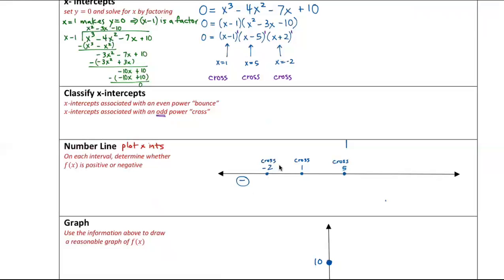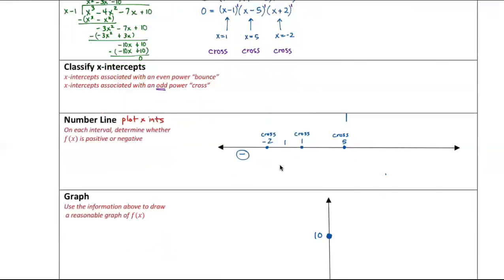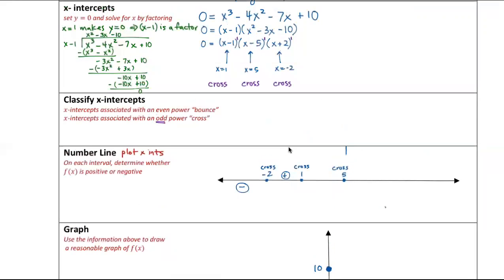Now it says it's going to cross through, so my guess is that this will be positive, but let's just double check. So let's pick some number in between minus 2 and 1. Let's go with 0. So 0 minus 1 is negative, 0 minus 5 is negative, 0 plus 2 is positive. Negative times a positive makes this positive. Perfect. We know it's going to cross through, so go positive to negative.